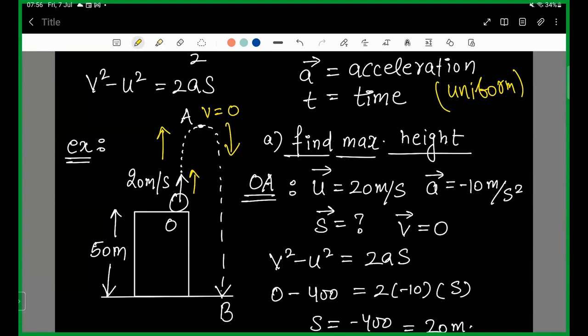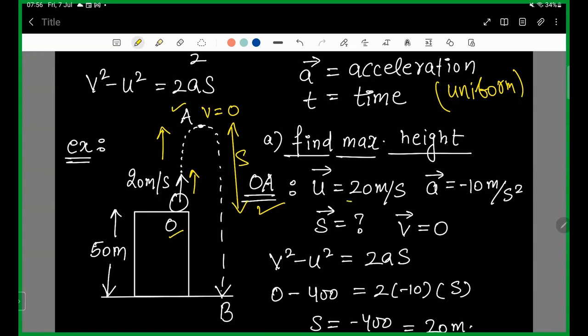First question in front of us is, what is this maximum height? What is this height OA up to which the ball will go up? How can we solve this? We have to use equations of motion. Why? Because acceleration is uniform. That is why we can use equations of motion. So we will apply equation of motion between 0 and A. This is your point 0 and this is your point A.